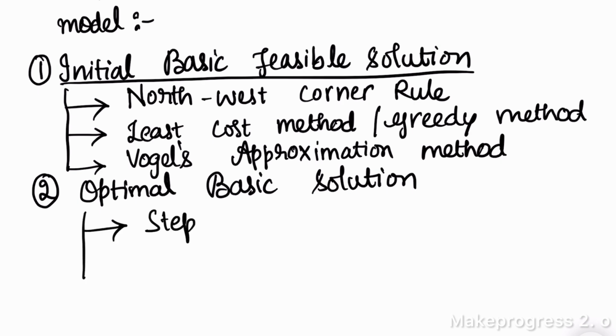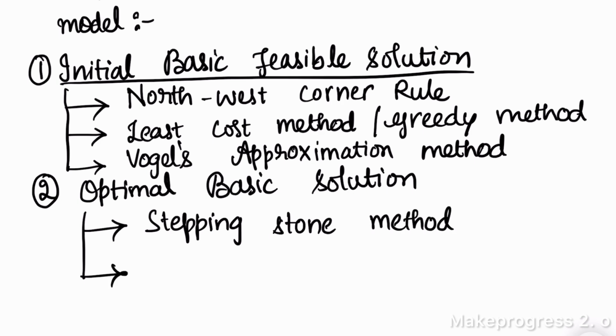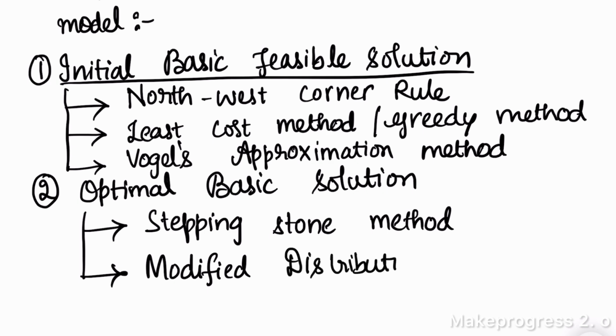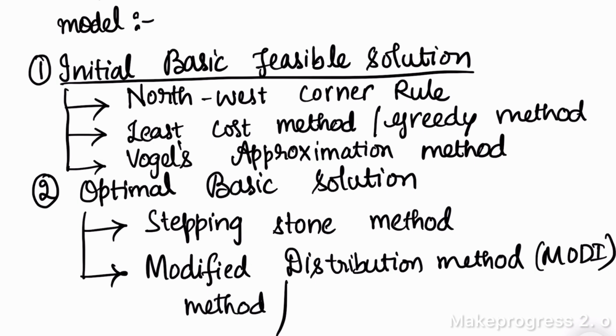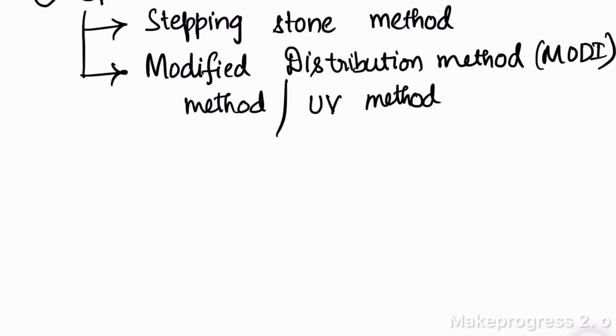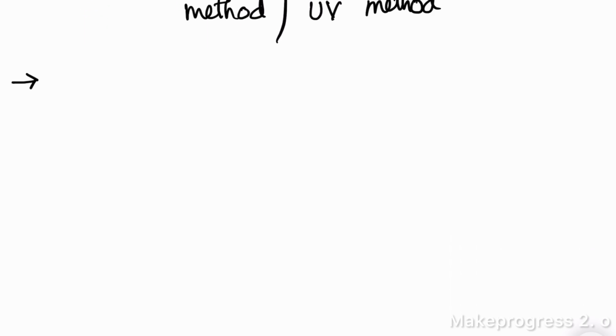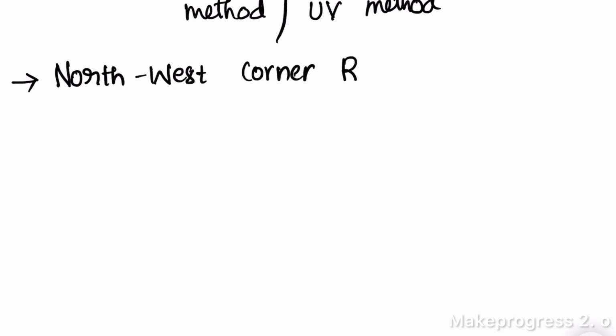Coming to optimal basic solution, you can do it by using two methods. First one is the stepping stone method, and the second one is the modified distribution method. You would say this as MODI method as well, or you can say it as UV method. So these are the two solutions for a transportation problem. By using these methods, you could arrive at the solutions. So let's see today about the northwest corner rule.